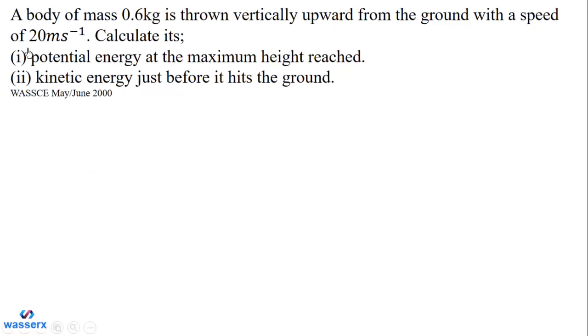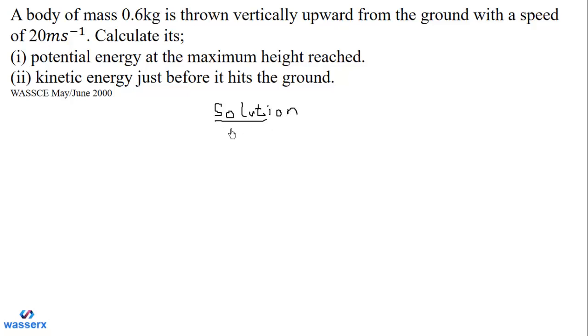We have this example: a body of mass 0.6 kg is thrown vertically upward from the ground with a speed of 20 meters per second. Calculate its potential energy at the maximum height reached. Then the kinetic energy just before it hits the ground. Now let us see how we can solve this question.